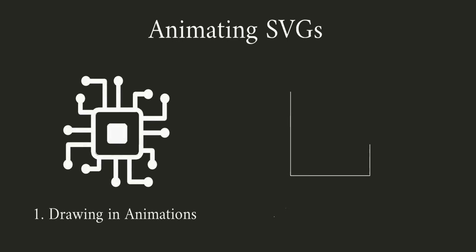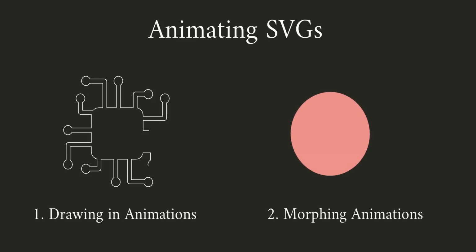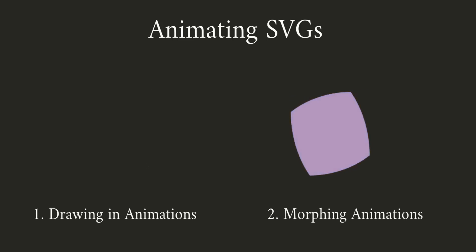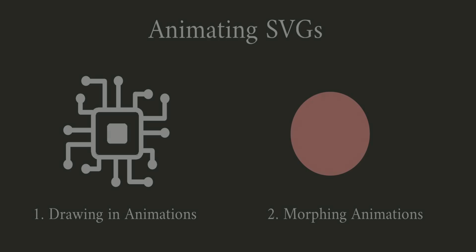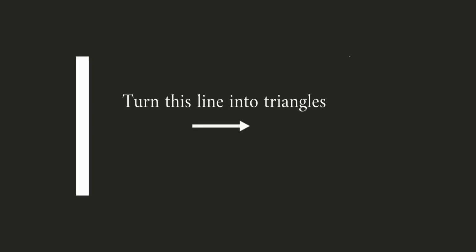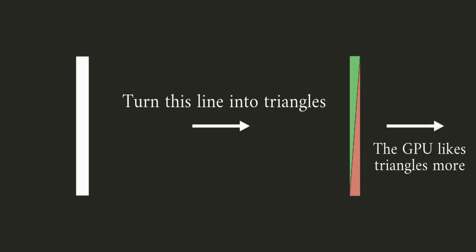Well, I realized that I only animate the SVGs while drawing in the path and while morphing SVGs. So if I can solve those two problems, then I've essentially solved this problem entirely. Drawing in the SVG path is something that I've experimented with before without using vector graphics libraries. The best solution I came up with was to tessellate the path that's being drawn. This means converting the lines into a collection of triangles that I can send to the GPU. The GPU is really good at drawing triangles, but it really sucks at drawing vector graphics.